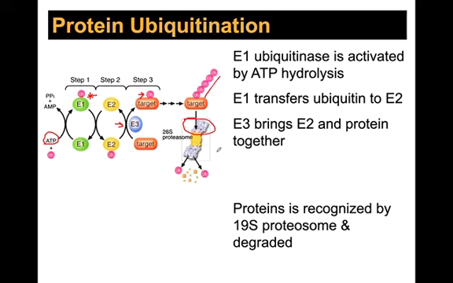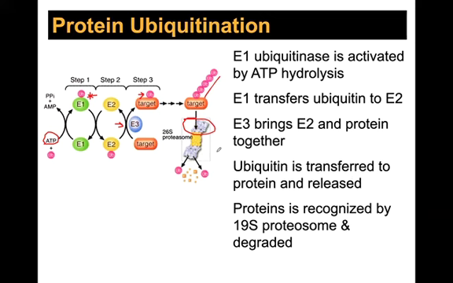Okay, so we've gone through the steps, but essentially, if you think about this, what this means is that under normal conditions, the proteasomal degradation of proteins requires ATP because you require it in this first step to activate the E1 ubiquitinase. So if you don't have ATP, then this process shuts down.